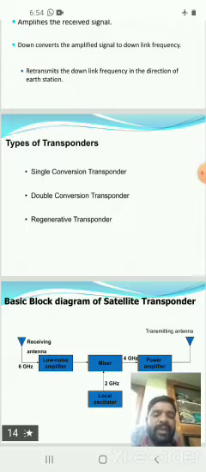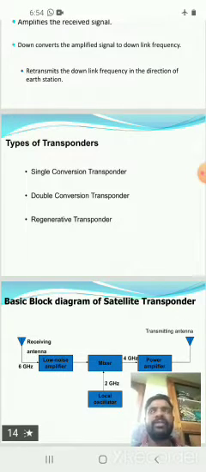Types of transponders. Here, there are three types of transponders: single conversion transponder, double conversion transponder, and regenerative transponder. So transponders are of three types: single conversion, double conversion, regenerative.